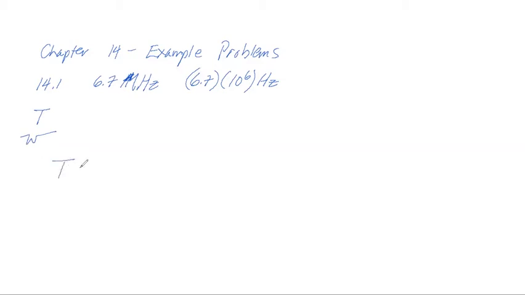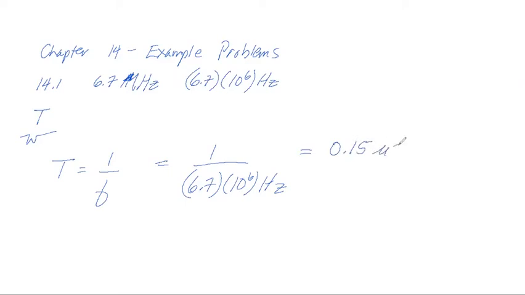So first of all, T equals 1 over the frequency. So we've got 1 over 6.7 times 10 to the 6 hertz. And that's going to give us 0.15 microseconds, which is 0.15 times 10 to the negative 6 seconds. Okay, that is the first one.